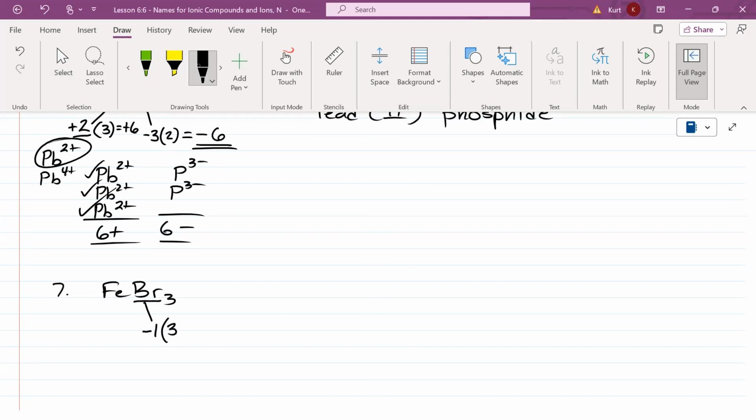There are 3 of them. So negative 1 times 3 is negative 3. You have 1 iron here. So what must iron's charge be to balance out that negative 3 from the 3 bromides? It should be positive 3. So now you're going to have iron 3 bromide.